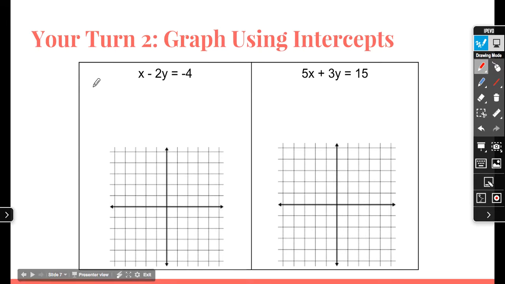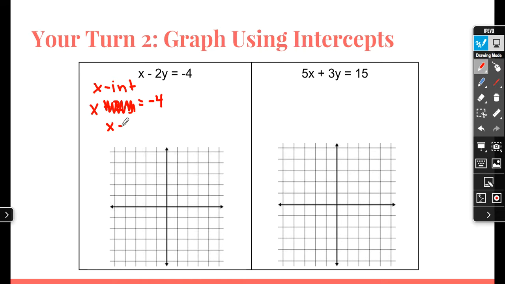On the first your turn, let's look at our x-intercept first. So for my x-intercept, I am going to cover up my y, or plug in 0. So whenever I plug in 0 for my y, it's going to go away, and I end up with, this one's easy because there's no coefficient. This one just says x equals -4. So that's my x-intercept. It's on my x-axis.